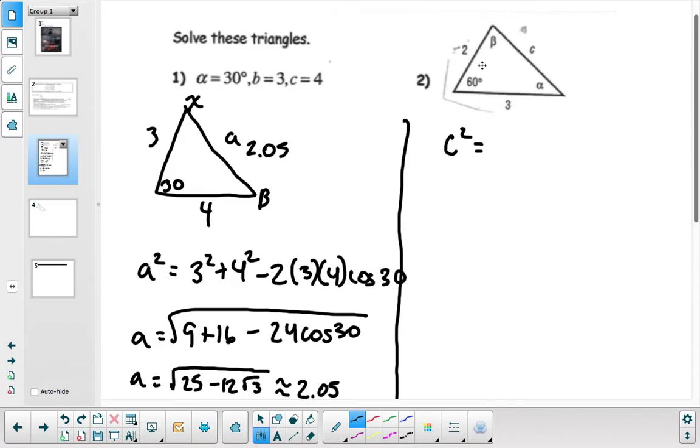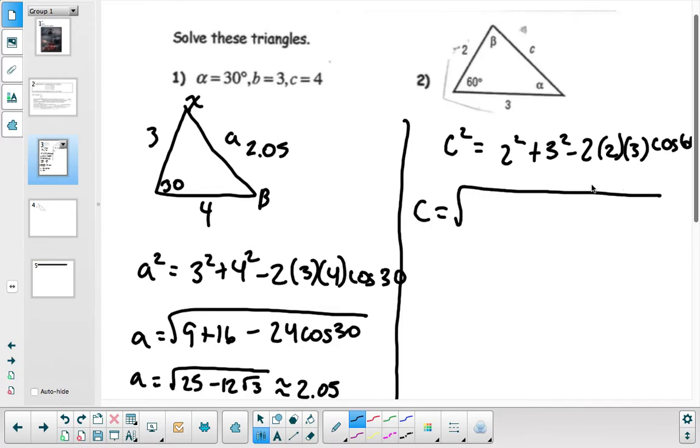So c squared is equal to a squared plus b squared minus 2ab cosine 60. That's a 60. Sorry, it's off. So c is the square root of all this. 4 plus 9 minus 12 cosine 60.